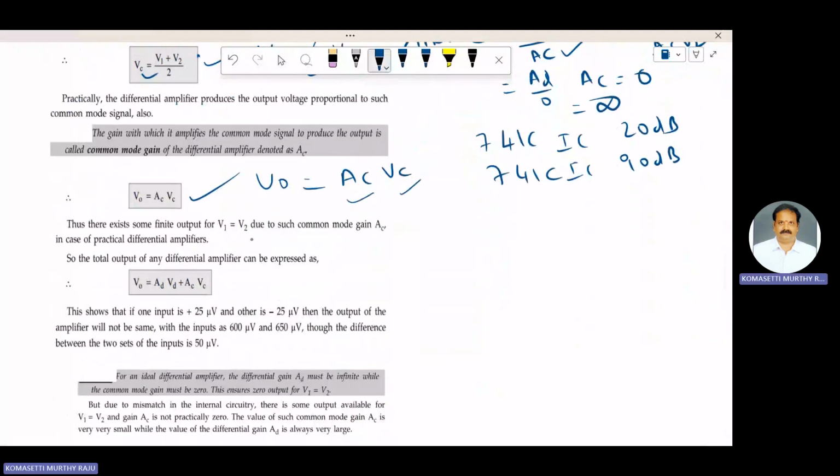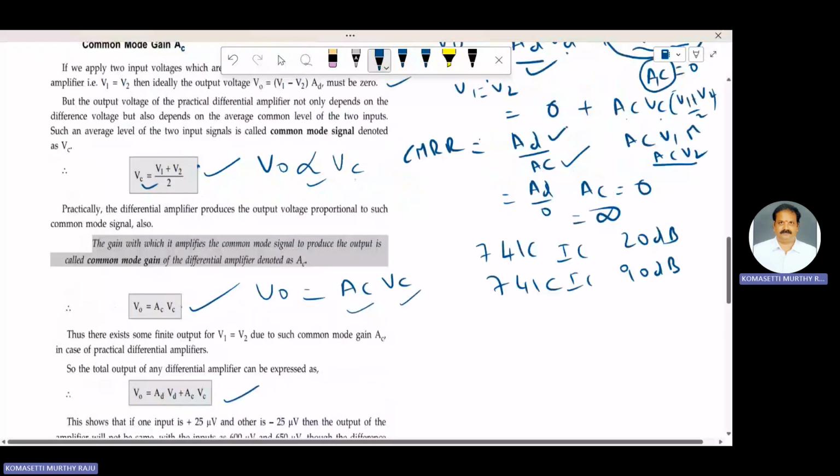There exists some finite output gain AC in the case of a practical differential amplifier. Here VC is equal to V1 plus V2 by 2. V1 is equal to V2 means 2V1 by 2 or 2V2 by 2. Some output voltage is there. Therefore, the total output of any differential amplifier can be expressed as V0 is equal to AD VD plus AC VC. This is the theory related to the common mode signal.